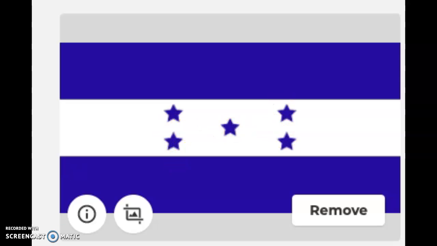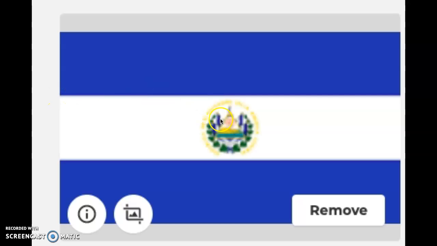Honduras, letter H. Okay, this flag is the one for El Salvador. Remember how we had a flag that looked like this, and you can see Salvador here? Or over here you can see Salvador here. The other one was Nicaragua. So just look for the S.